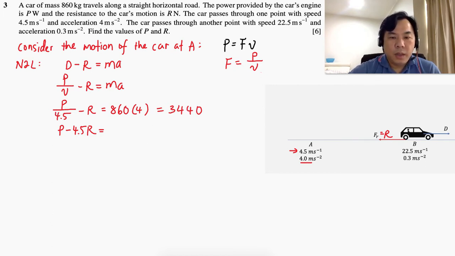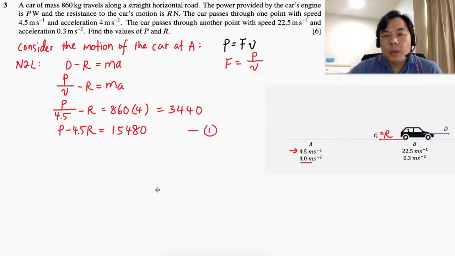I think it's better if I use my calculator to calculate this, in case I make any mistake. 3440 times 4.5 gives me 15,480. Let me check if I got everything correct. There you have it, that's our first equation. Then we repeat the same procedure by considering the motion of the car at position B.